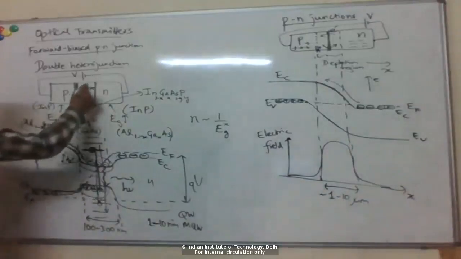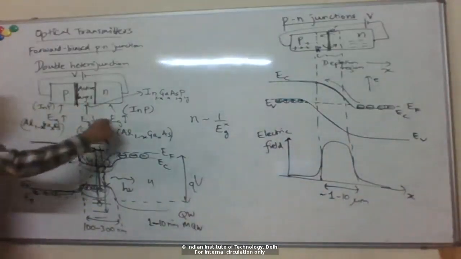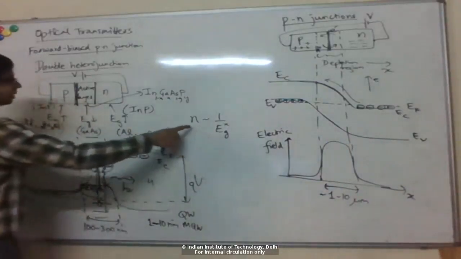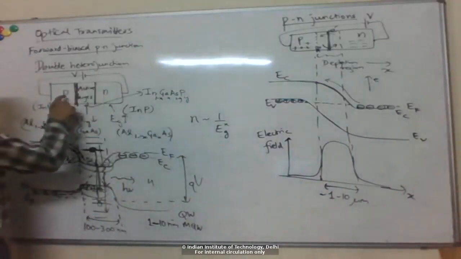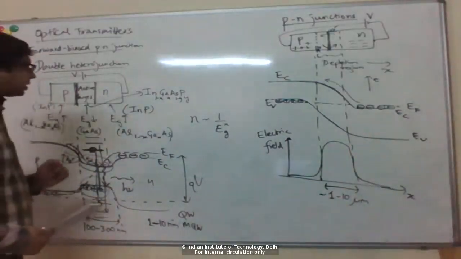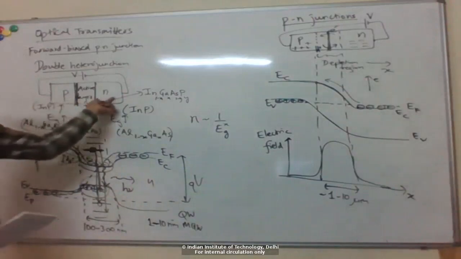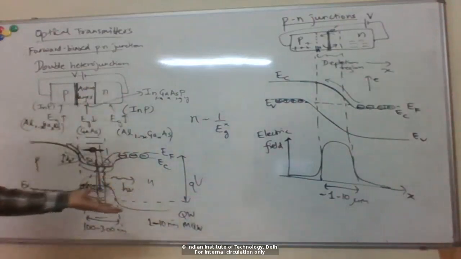So here, what happens, you can see in the middle there is a material with a smaller band gap, which means it has a higher refractive index than the surrounding P and N regions. So it's like a high index surrounded by low index. That reminds you of a waveguide, right?